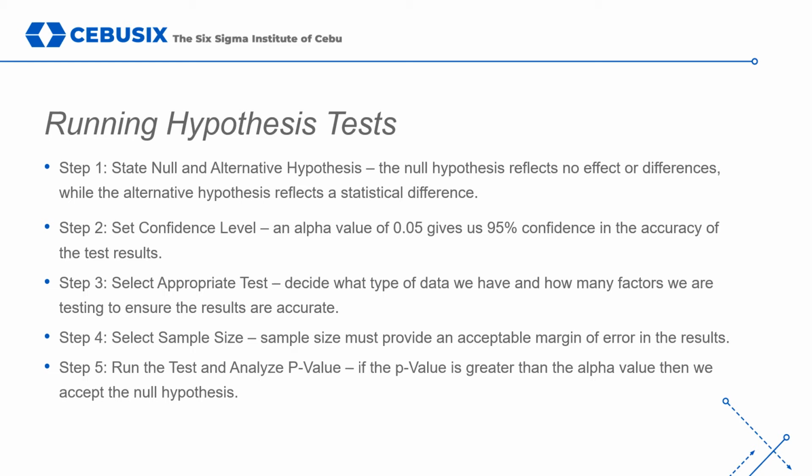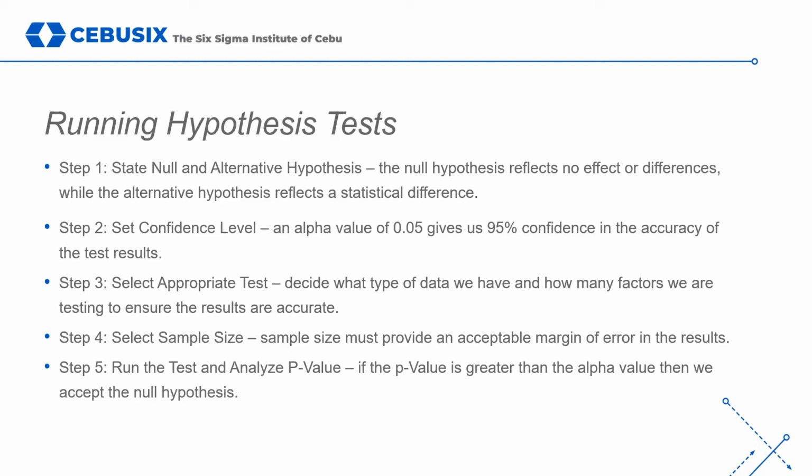Step 2, we set the confidence level for alpha. Usually, the confidence level is set at 95% for alpha. But other common settings are 99 and 99.9%. A confidence level of 95% means an alpha value of 0.05 or 5%. A confidence level of 99% means an alpha value of 0.01 or 1%. And a confidence level of 99.9% means an alpha value of 0.001 or 0.1%.